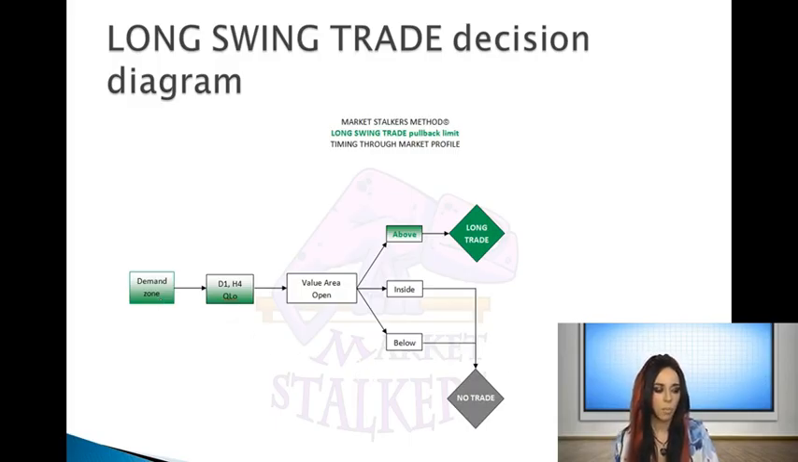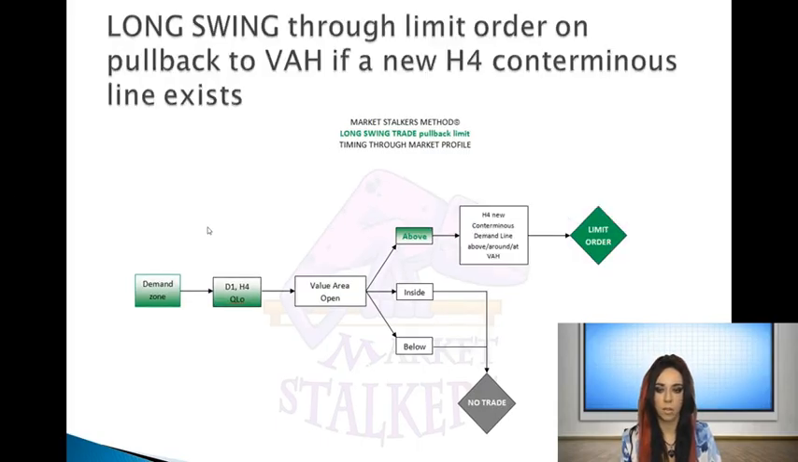Now, in case the price moved away from your trade location, let's say you reached the demand zone and price moves away, and the trend turned, let's say, while you were sleeping, you can still try to go in on a pullback. This is where a confluence of value area high for long trades and a brand new conterminous line from a 4-hour chart would come in. And here's how that will look as a decision-making process.